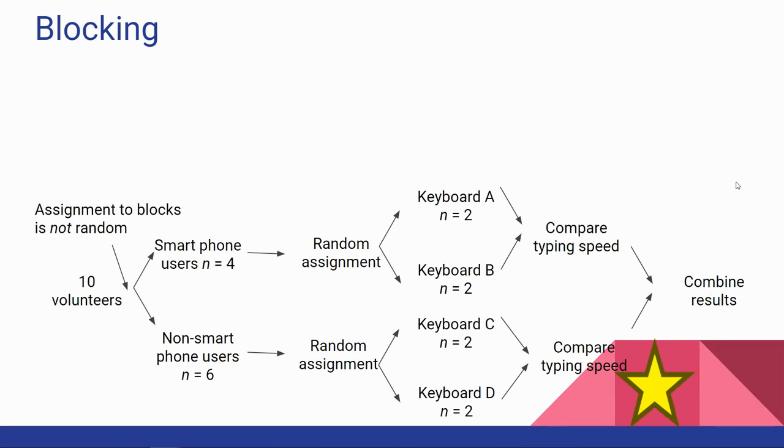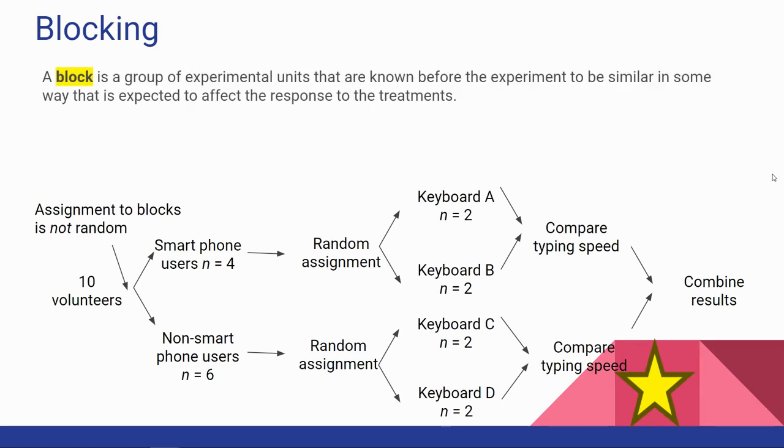Okay, so there are two ways that we can do some experiments. One of them is called blocking. A block is a group of experimental units that are known before the experiment to be similar in some way that is expected to affect the response to the treatments. So for instance, grouping by male and female, because sometimes medications have different reactions based on sex.